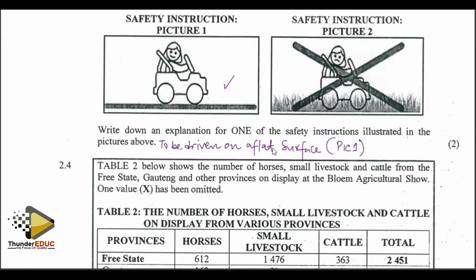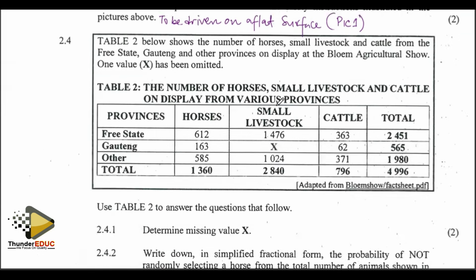Okay. Then someone who's talking of picture 2, because they said picture 1. So someone who's talking of picture 2, you can say do not drive or ride it in places with grass, because the grass reduces its speed. It acts as a resistant. All right, there we go.